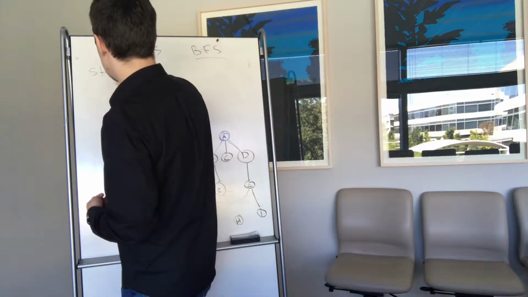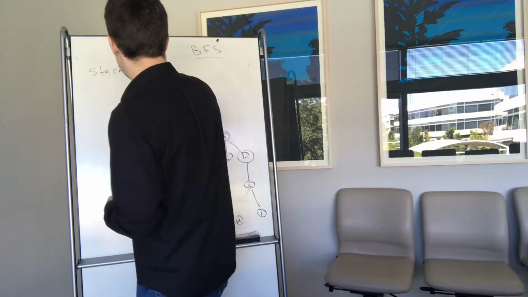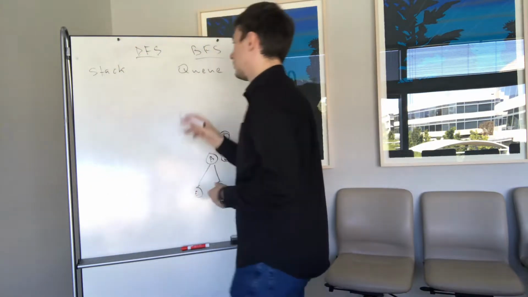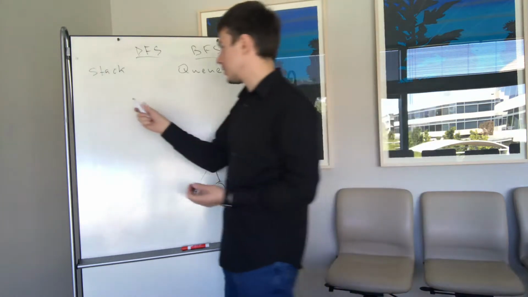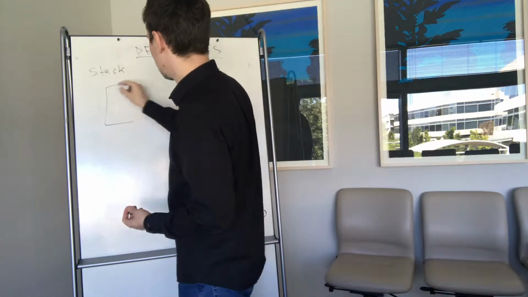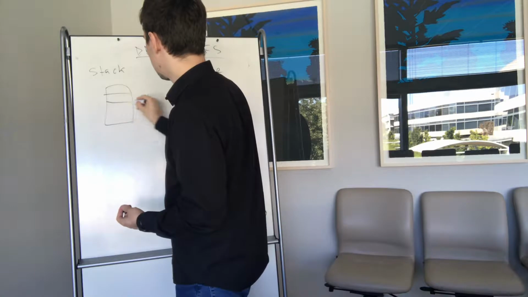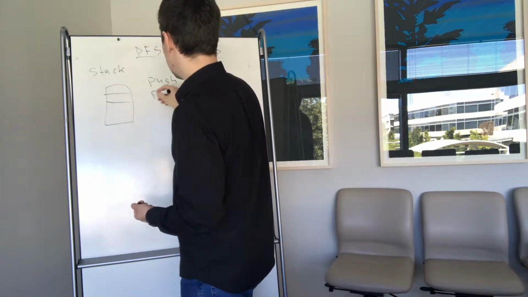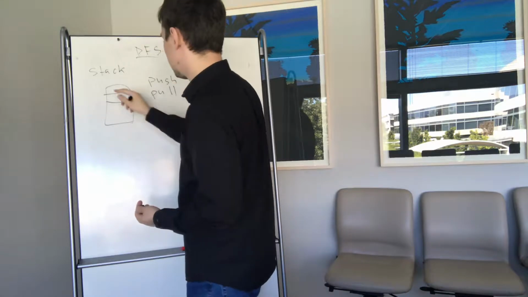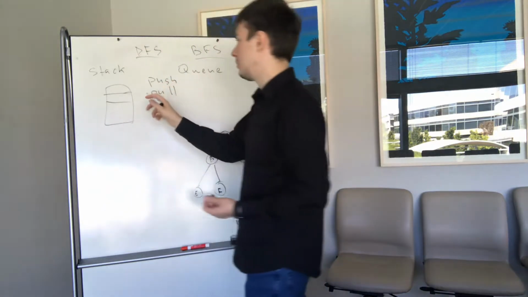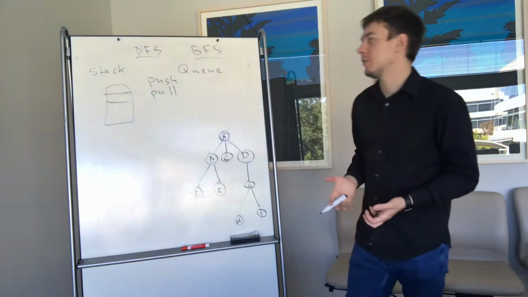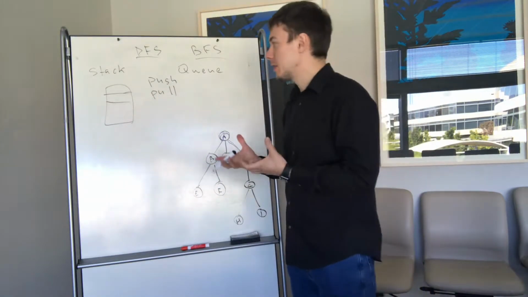They are stack and queue. What is a stack? A stack is a structure which has two operations, push and pull. Every time we push an element to stack, we put it on the top of the stack, and every time we pull an element from stack, we take it from the top.